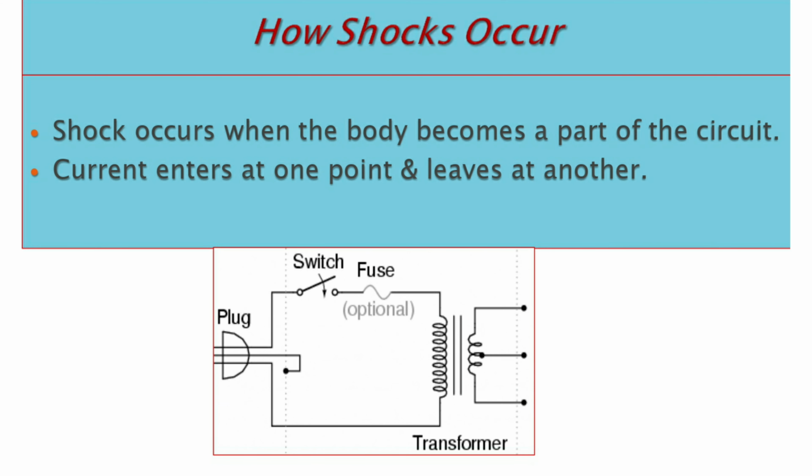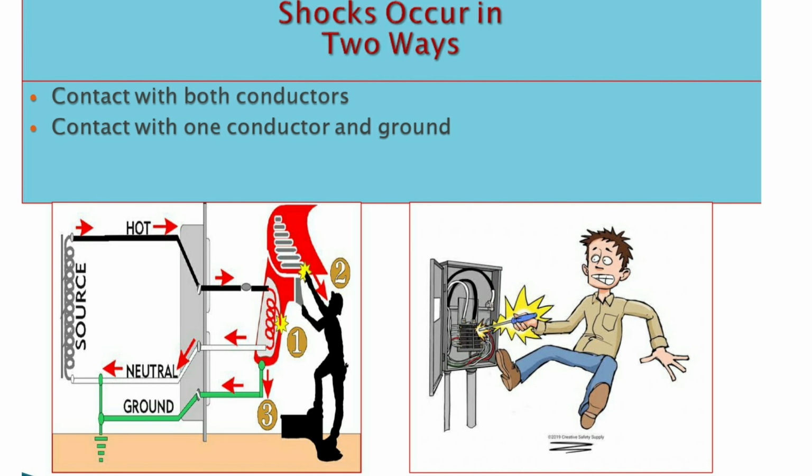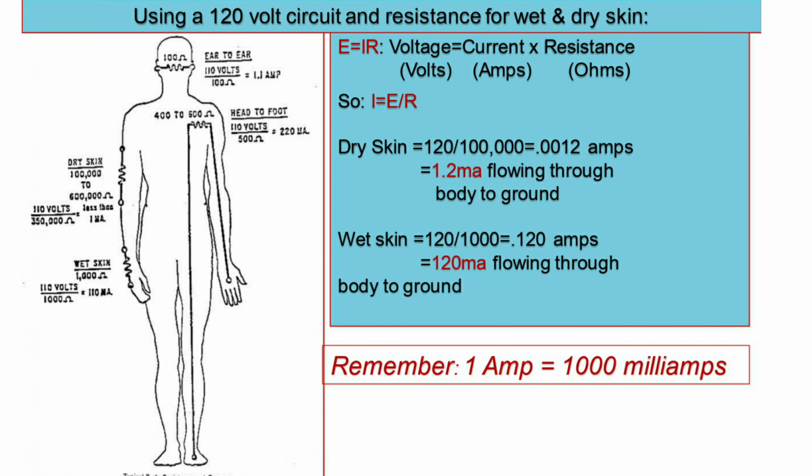How shocks occur. Shock occurs when the body becomes a part of the circuit. Current enters at one point and leaves at another. Shocks occur in 2 ways: contact with both conductors, or contact with one conductor and ground. Using a 120-volt circuit and resistance for wet and dry skin, remember: 1 amp equals 1000 milliamps.